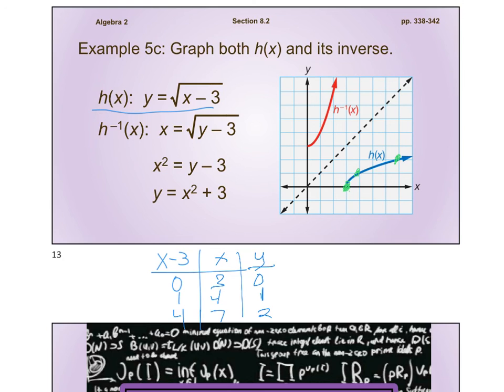Now the inverse plots them the other direction. So for my inverse, I plot 0, 3 instead of 3, 0. And 1, 4 instead of 4, 1. And then also 2, 7. So 2, and this is all the way up at 7. So it's actually really easy. You plot one, and then you merely flip all the coordinates of the graph points you plotted.